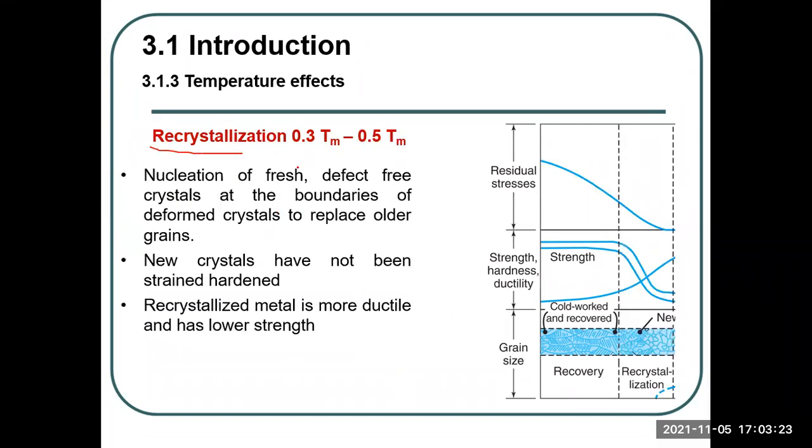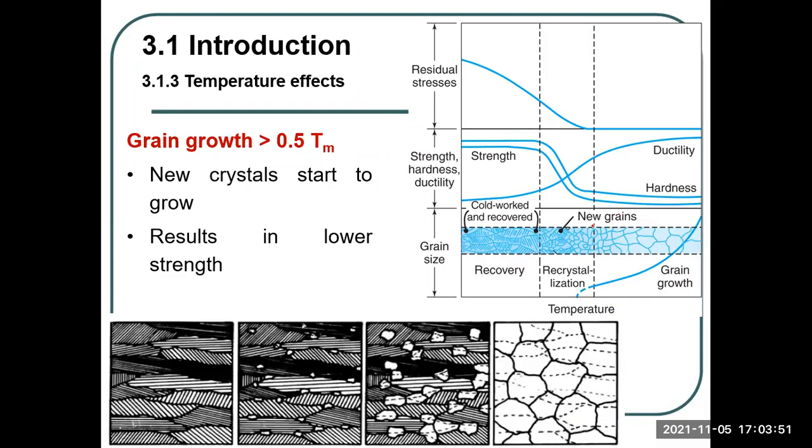Then we come to recrystallization. You can see in this region they start to have new crystals. Before it was something like this, but now you have new crystals at the boundaries of the deformed crystals. Normally the new ones don't have any strain hardening, because they are fresh. That's why you can see the strength start to decrease and the ductility increase. And grain growth is the last stage. Now the grains become bigger. In the end, hardness and strength are much reduced and ductility is increased. Okay, so these are the three stages.